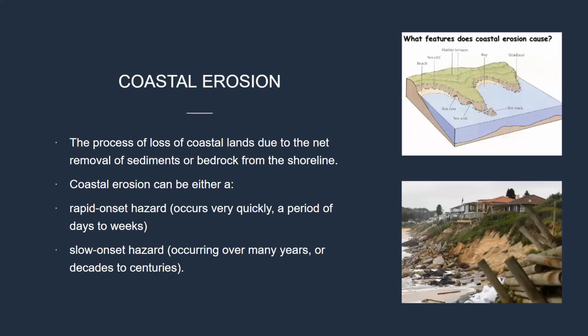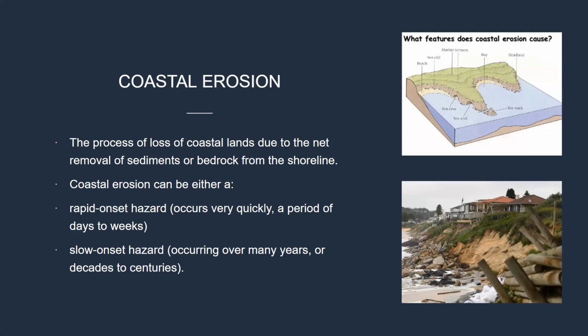Next up, we have coastal erosion. This may or may not be a part of a case study, emphasis on the may or may not be. The process is the loss of coastal lands due to the net removal of sediments or bedrock from the shoreline. Coastal erosion can be either a rapid onset hazard, which means it happens very quickly or over a period of days to weeks, or a slow onset hazard, which occurs over many years, decades, or centuries.